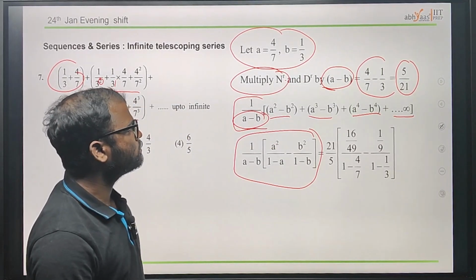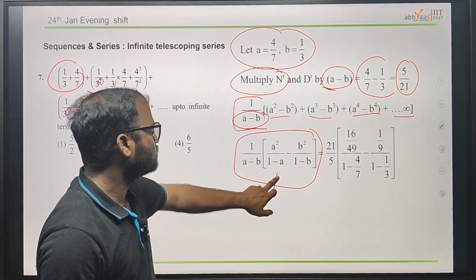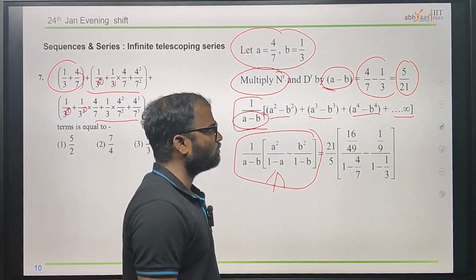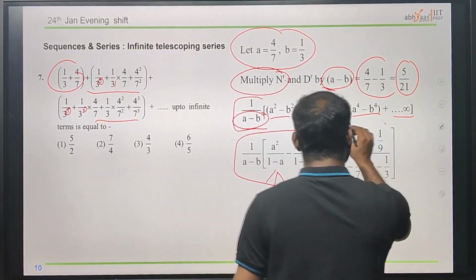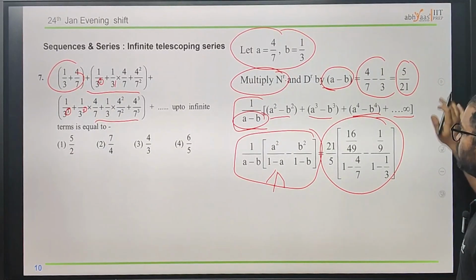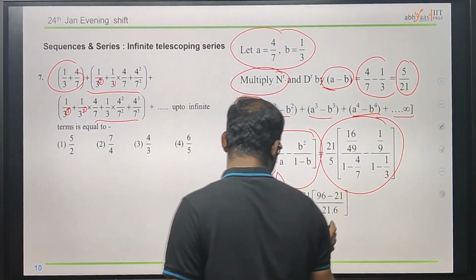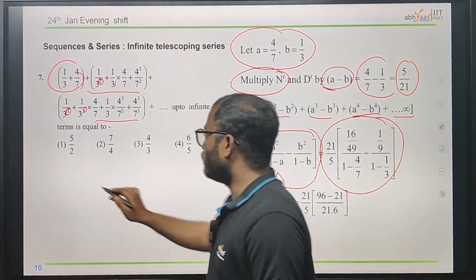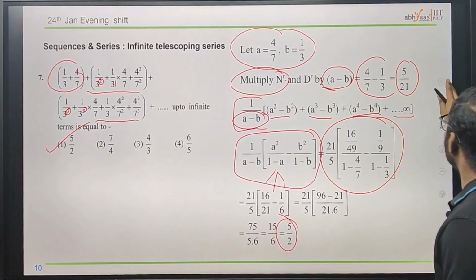You can observe what we are forming, which is this: a squared by 1 minus a, and minus b squared by 1 minus b, which is equal to 21 by 5. I hope you understood. Now some simplifications lead to 5 by 2 as our answer. This you can do. That's how we can easily solve this question.